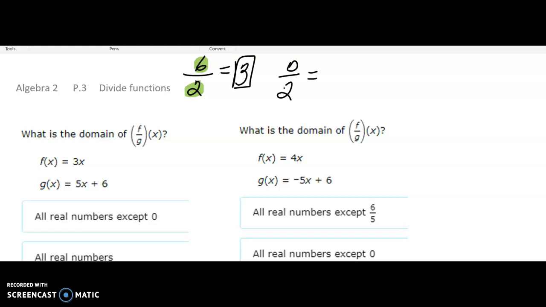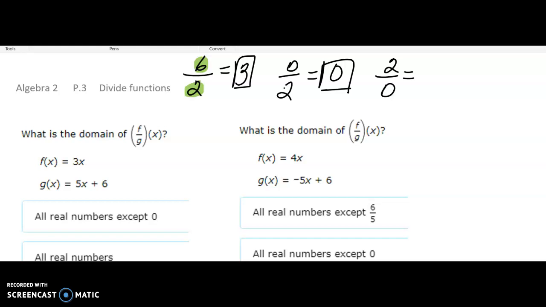What do you multiply the bottom by to get the top? What do you multiply 2 by to get 0? 2 times what is 0? Well, 0, right? Okay. And then what about this? Same question. What can you multiply the bottom by to get the top? What can you multiply 0 by to get 2? 0 times what is 2? Think about it. It's not 2, because 0 times 2 is 0.